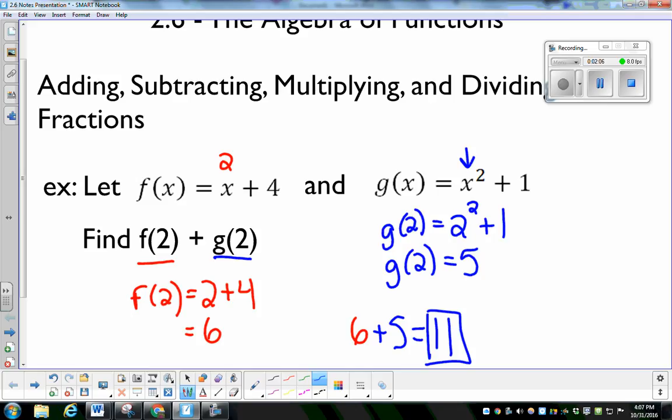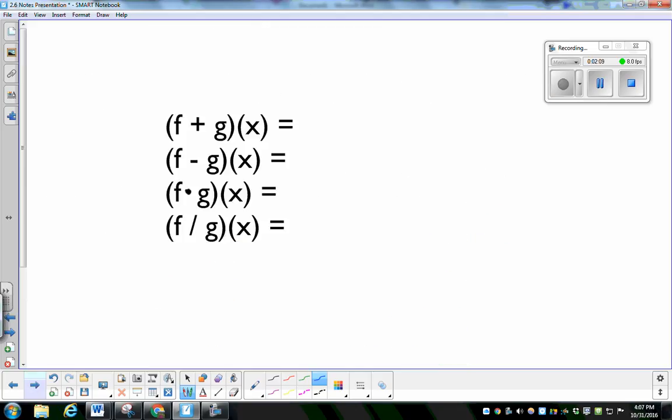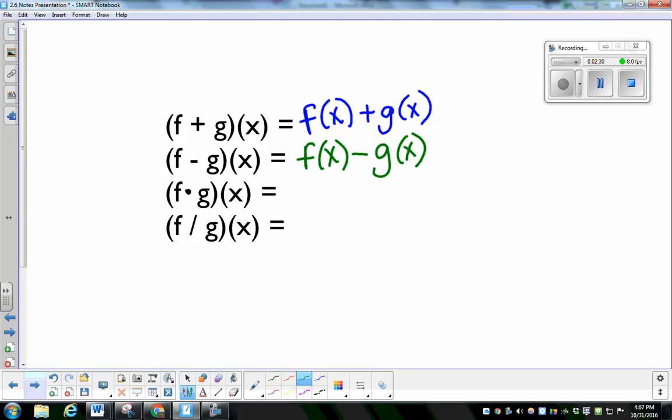So here's the 4 things we'll run into. When they say f plus g of x, that really just means you're taking f of x and adding g of x to it. You could find them separately if you wanted and then add them up. If they say f minus g of x, that really just means you're finding f of x and you're subtracting from it g of x. If they say f times g of x, it's supposed to be a little dot right there, then you're going to do f of x and multiply it by g of x.